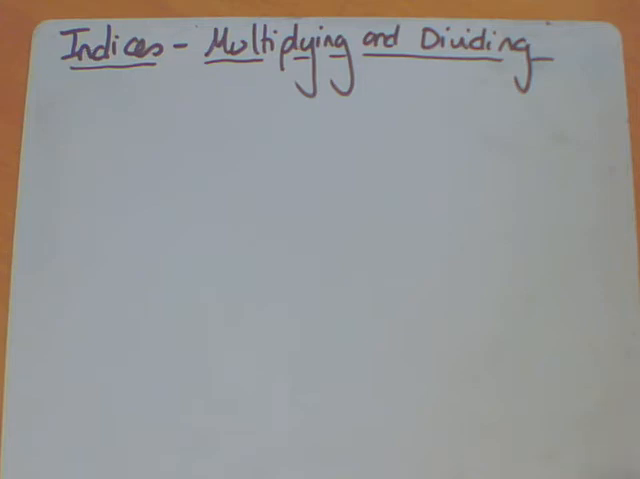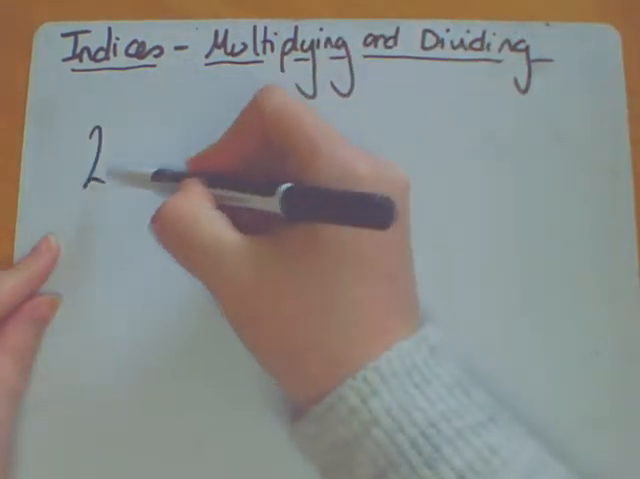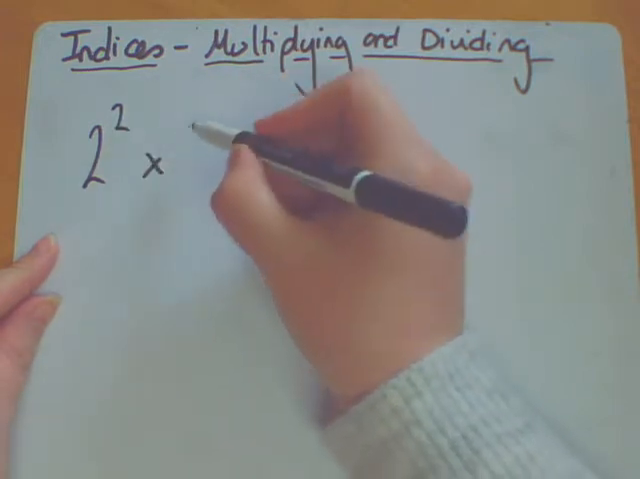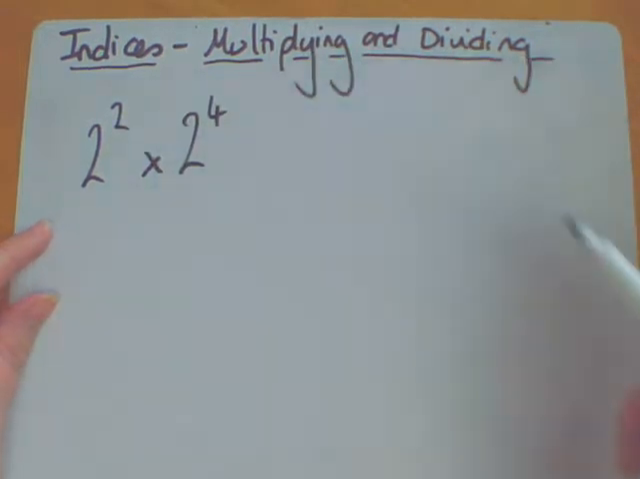Hello, welcome to this video on multiplying and dividing when there are indices. So there are multiple indice laws. This one's only going to focus on multiplying and dividing though. So we've got, first question, 2 squared multiplied by 2 to the 4.